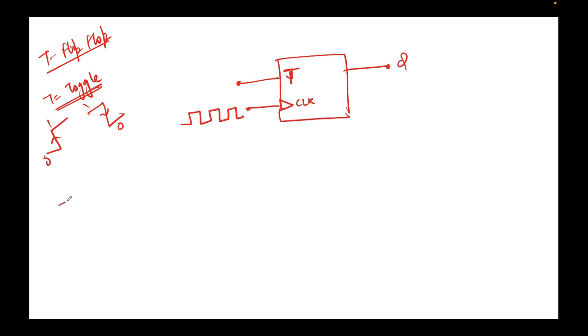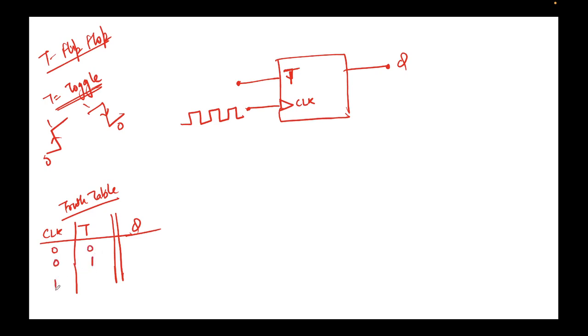What I'll do again is write the truth table. As you know, a truth table is a combination of all possible inputs. This is clock, first of all, and then there is T and the output would be Q. When the clock is 0, toggle can be 0 or 1, and when the clock is high, again the toggle can be 0 or 1. When the clock is low, the next output will retain the output because clock is low.